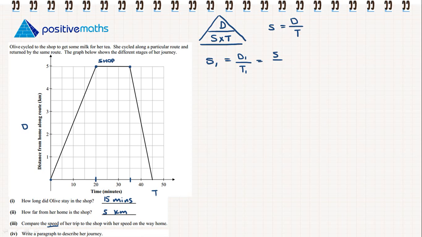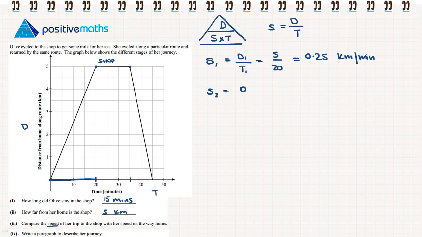And the time is going to be in between when she left the house and when she got to the shop. So this is from here to here. So that's 20 minutes. So her speed is 0.25 kilometers per minute. Just being careful that we use the units that we're given. So kilometers and minutes. So therefore the speed is kilometers per minute.